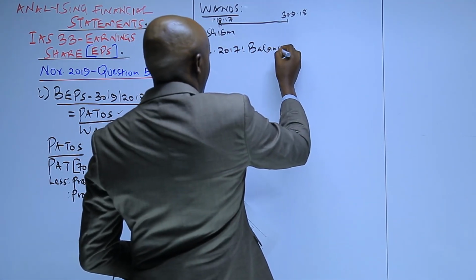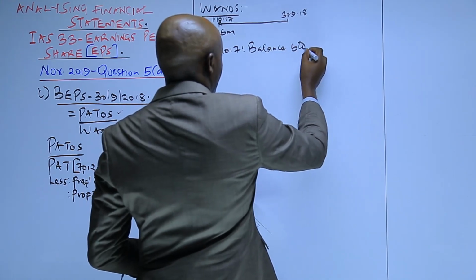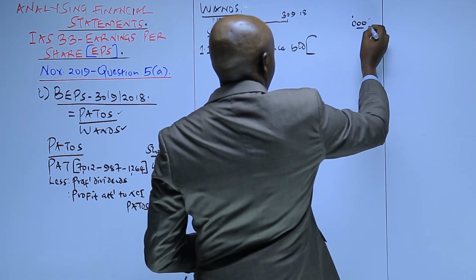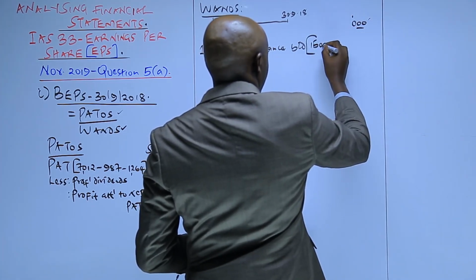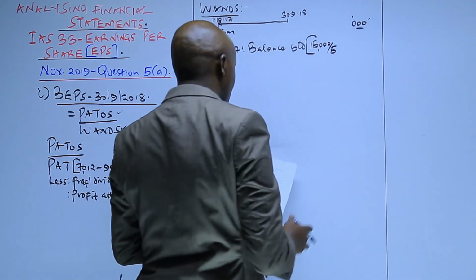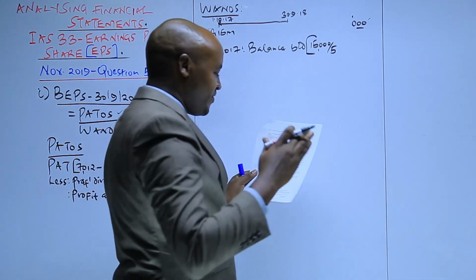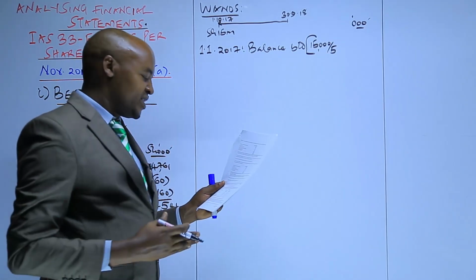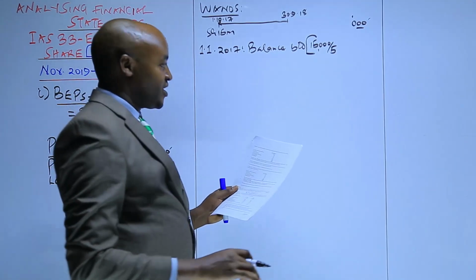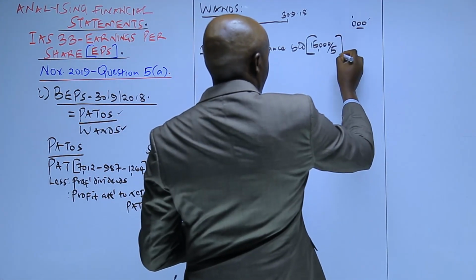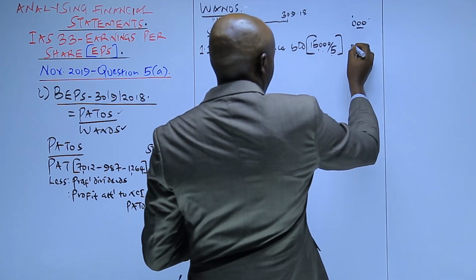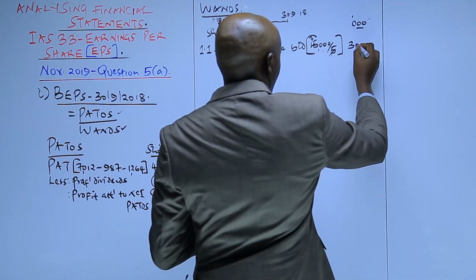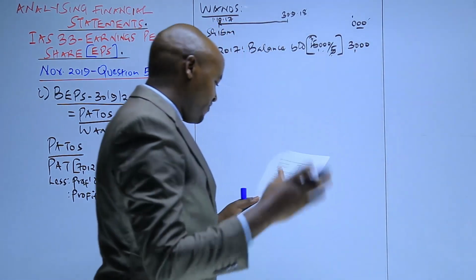The shares issued and fully paid at the start of the year, we can refer to that as balance brought down. So we work with our figures still in thousands of shillings. For us to determine the shares issued and fully paid at the start of the year, we take the share capital, and we have to be very keen that 15 million is not the number of shares, but the total value of the shares. So to get the shares issued and fully paid, we take 15,000 divided by 5, which is the par value per share, and this should give us 3,000. So those are the shares issued and fully paid at the start.